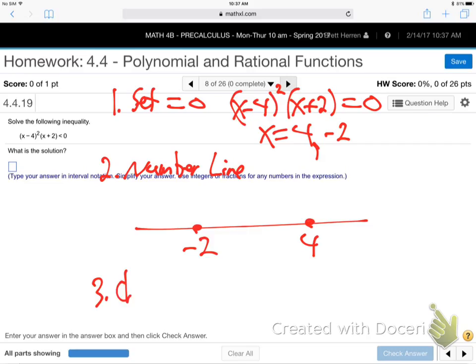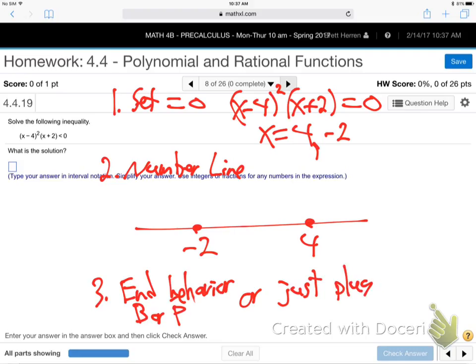Step 3, check. There's a couple ways. There's whatever you prefer. You could do the end behavior if you want, and then the B or P, or just plug in to check each section. Right, whatever you prefer. Everybody see how, because basically we have to determine, is it above or below, is it above or below, is it above or below, right? Each section we got to find out above or below.